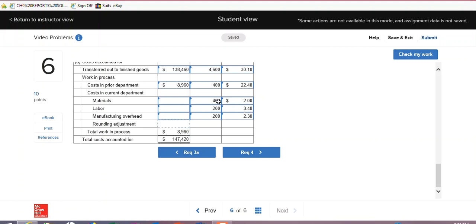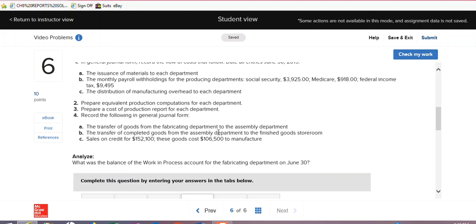Then you're going to multiply this across to get the total dollar amount. So 400 units times $2 a unit is $800. 200 units times $3.40 is $680. And 200 units times $2.30 is $460. And this was just like the other one. They have that little rounding adjustment area. I don't know if we need it. Let's see.